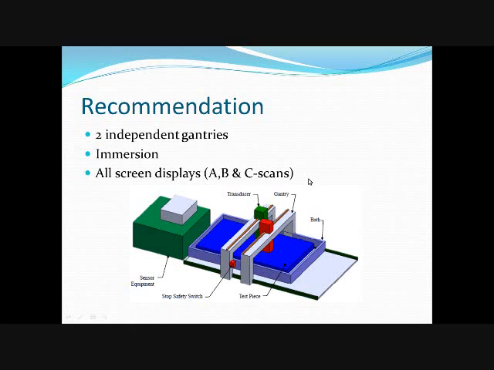The final recommendation that I suggest would be two independent gantries. To make sure that they don't cross each other, there would be a safety stop switch. Each gantry would have its own receiver or transducer, and each one could be operated independently, which would allow for the reception for the transducer to be anywhere on this test piece.